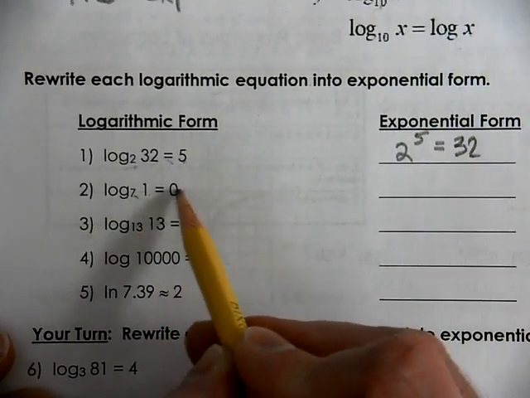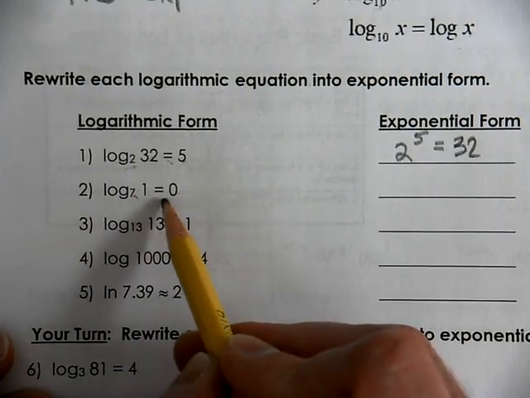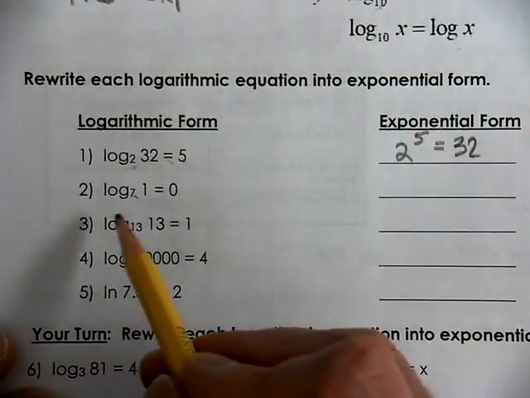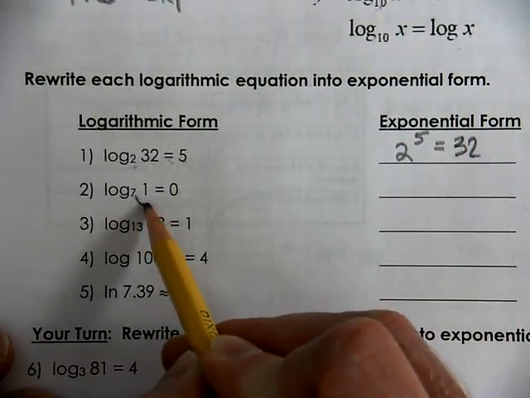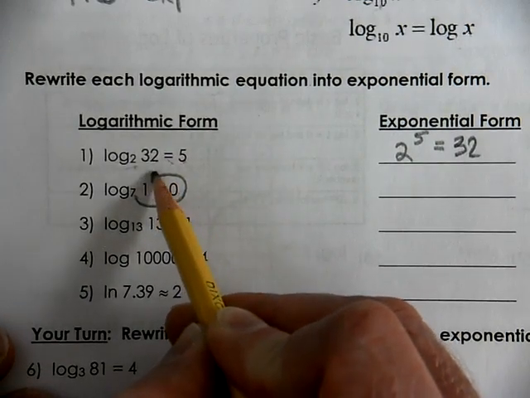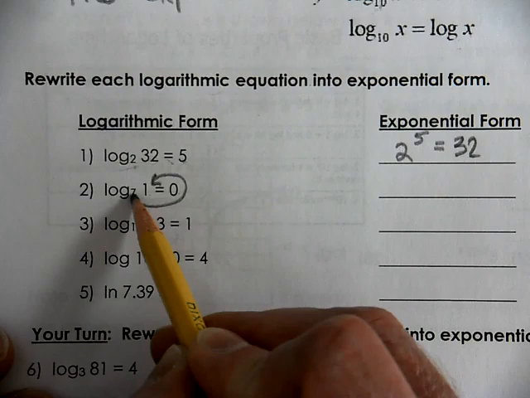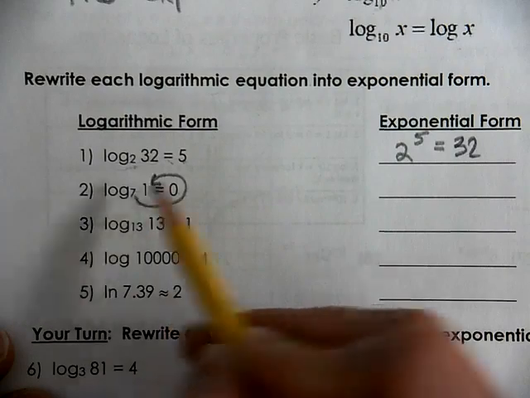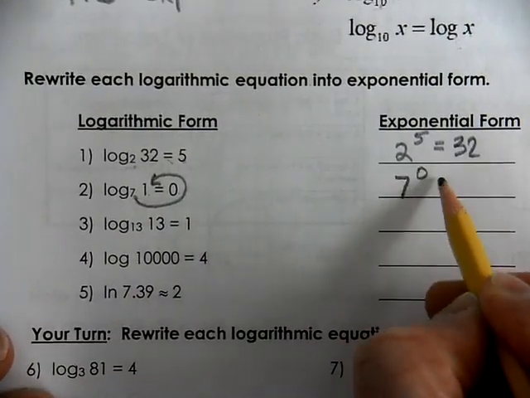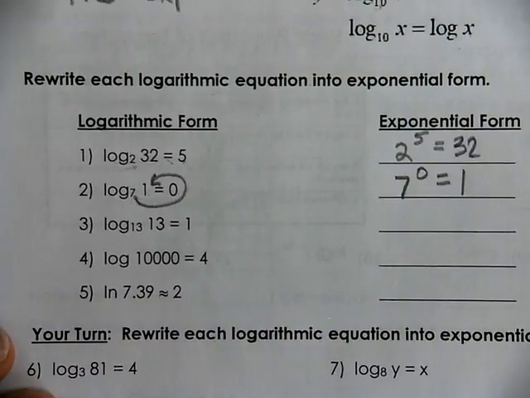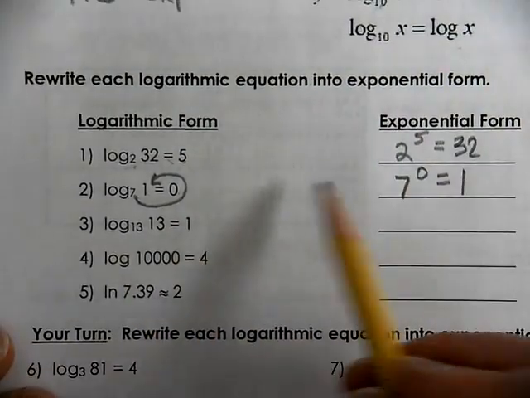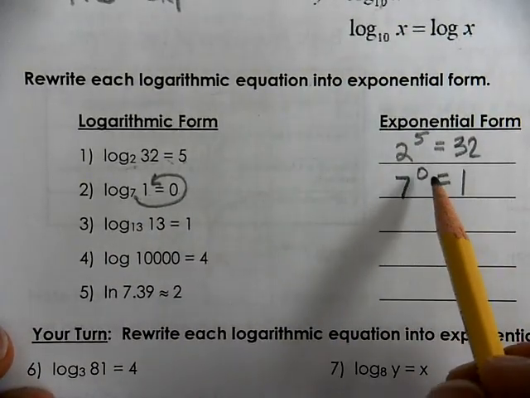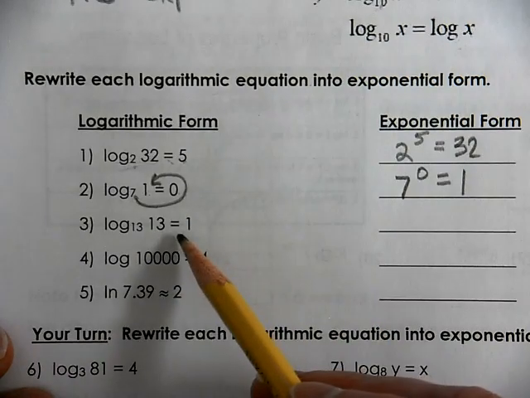7 to what power equals 1? This is giving us all the information. We're not solving for anything. We're just converting it. We're changing it over to exponential form. So some people like to think about this as a little arrow. You start with the 7, start with the base, go to the exponent, finish with the 1. So 7 to the 0 power equals 1. We're just practicing how we can convert a logarithm into an exponential. Therefore, you would know how to take an exponential and convert it over to a logarithm.